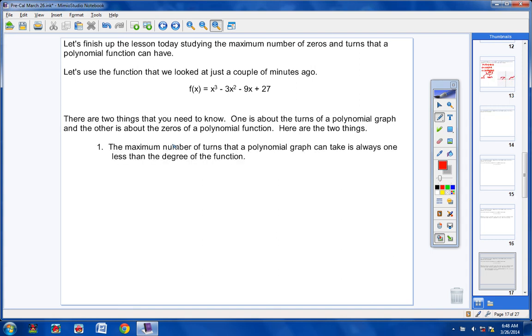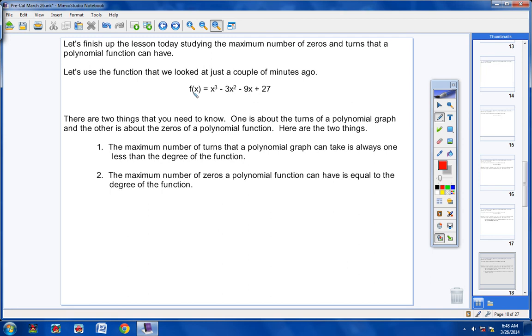Number one, the maximum number of turns that a polynomial graph can take is always one less than the degree of the function. Now, look at this graph up here, please. Well, we'll talk about that in just a second. Let me go ahead and put the second thing up here. Number two, the maximum number of zeros that a polynomial function can have is equal to the degree of the function.